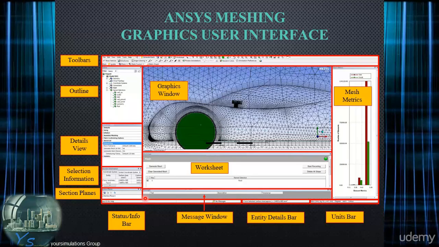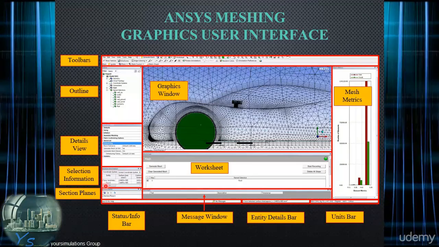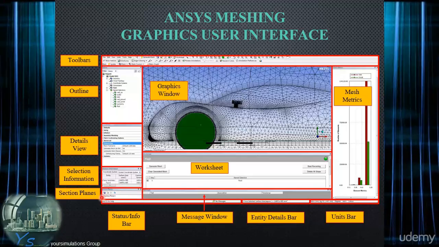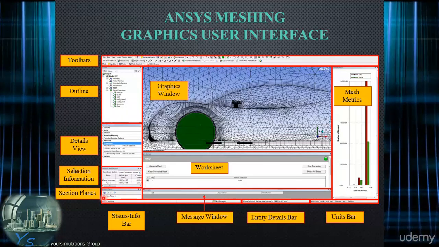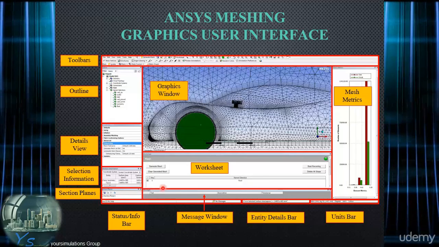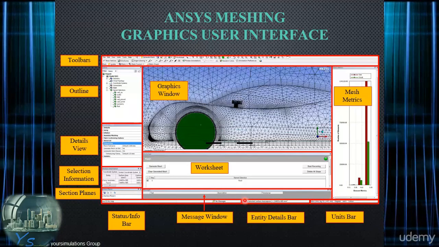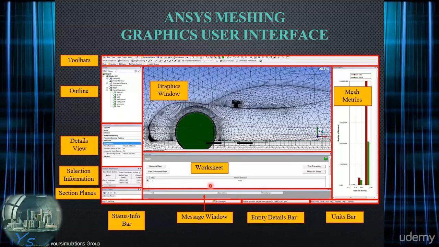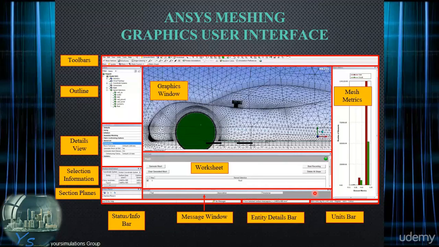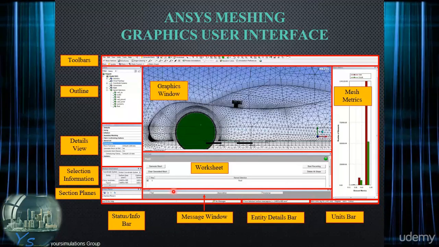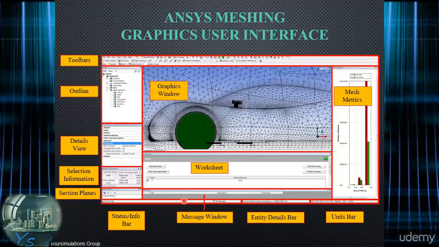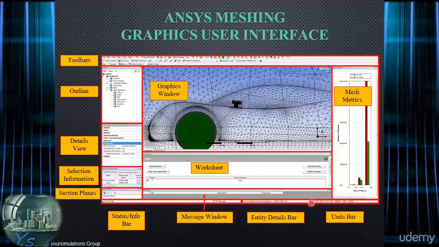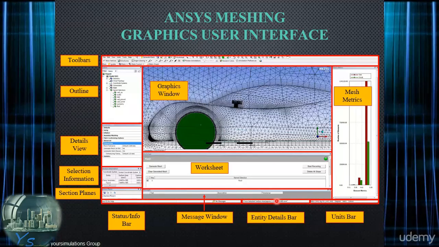There are additional windows like the selection information and the section planes. Those are only visible if selected through the menu. The message window informs us about errors or warnings during the meshing process. Right-click on any item to get more information about what went wrong. At the bottom, we have a bar that displays some additional information which can be useful during the meshing process.